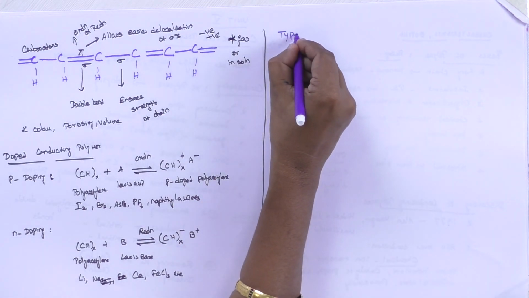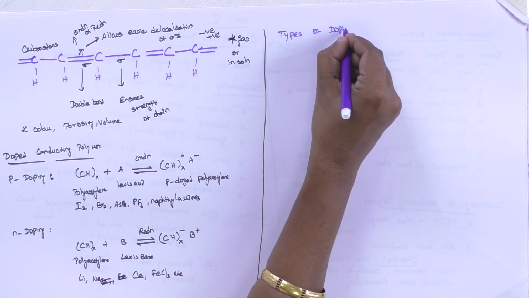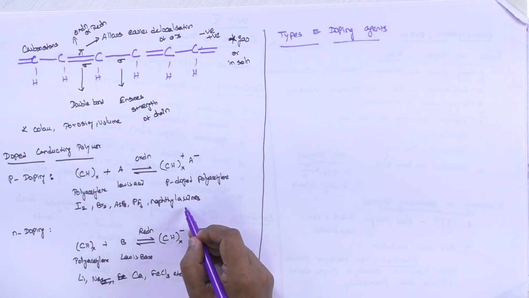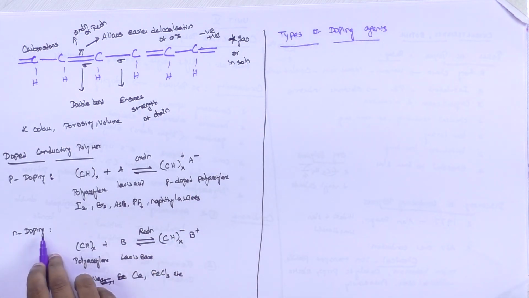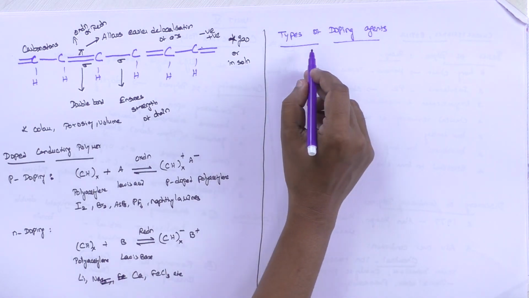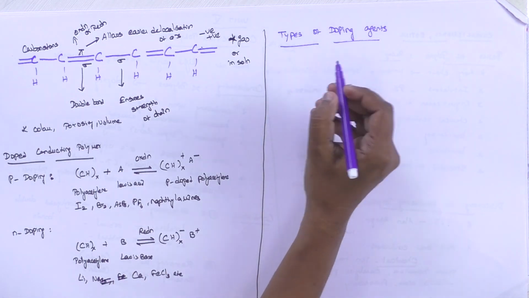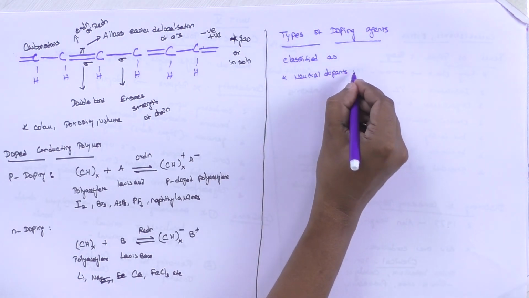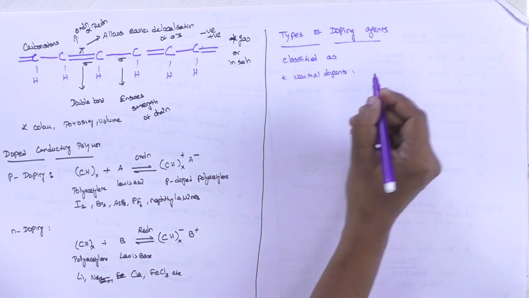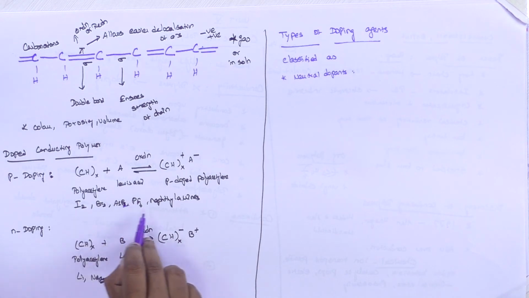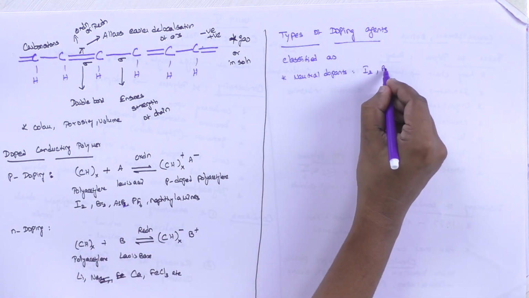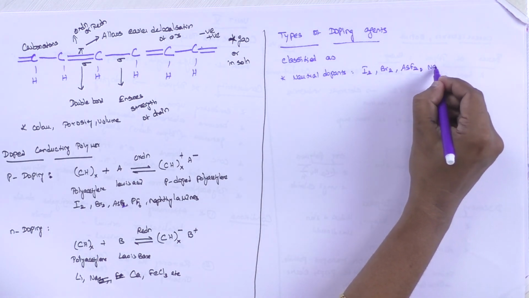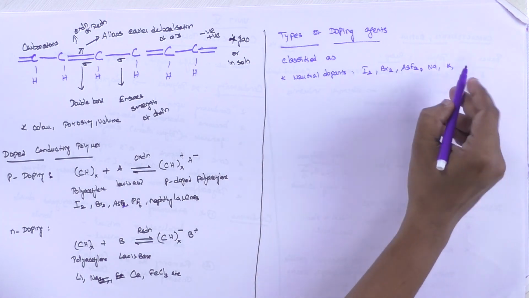What are the types of doping agents? Here we have already seen some of the doping agents that have been used for P-doping as well as for N-doping. What are the other types of doping agents that can be used? So, dopants may be classified as neutral dopants, where we have iodine, bromine, AsF2, all these. These are all neutral dopants, all the things that I have told you: iodine, bromine, AsF2, sodium, potassium, etc. So, all these are neutral dopants.